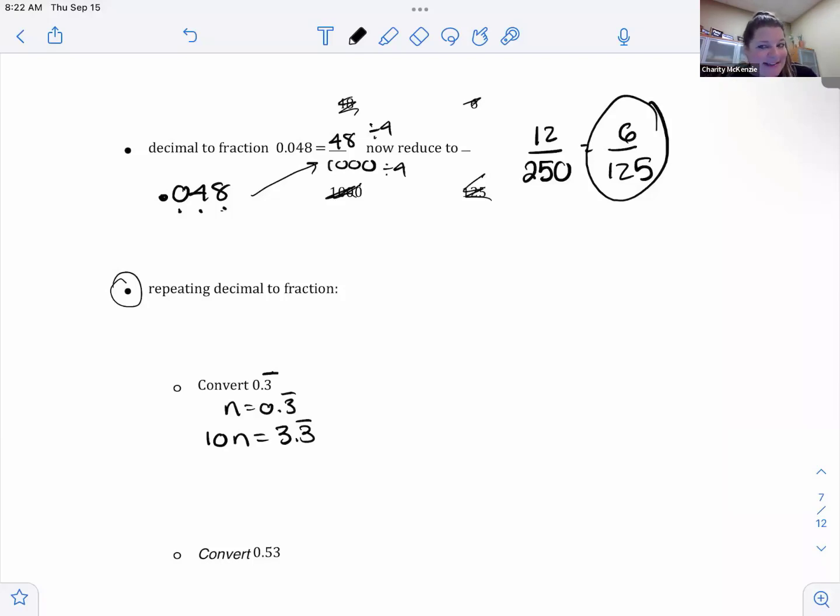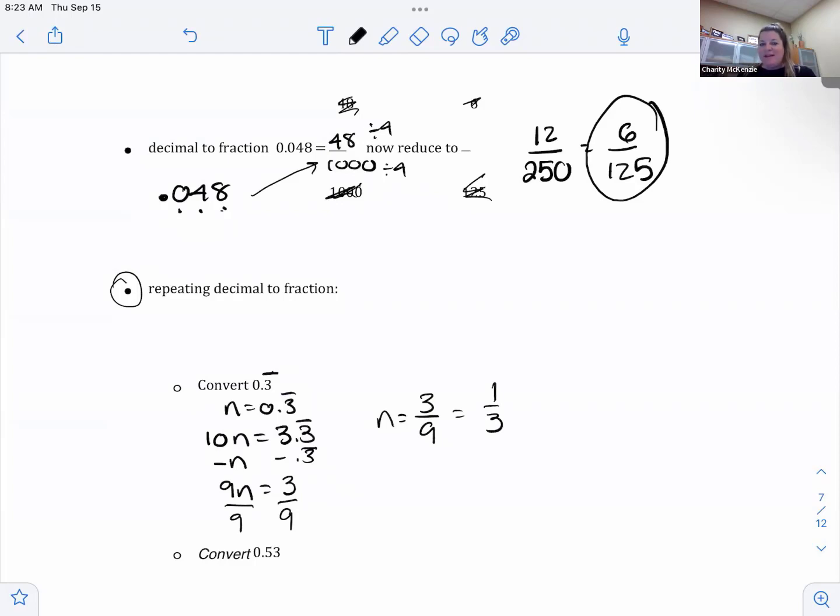Now I'm going to subtract n from both sides, but I'm going to use a different n on each side. When I subtract here, I will have 10n minus 1n is 9n. But when I subtract here, I'm going to subtract the 0.3 repeating version of n. They're both n, but I'm subtracting a different one from each side. So this side is just 3. Now I'm going to solve for n by dividing by 9, and I get 3/9. If I reduce 3/9, divide both top and bottom by 3, I get 1/3.